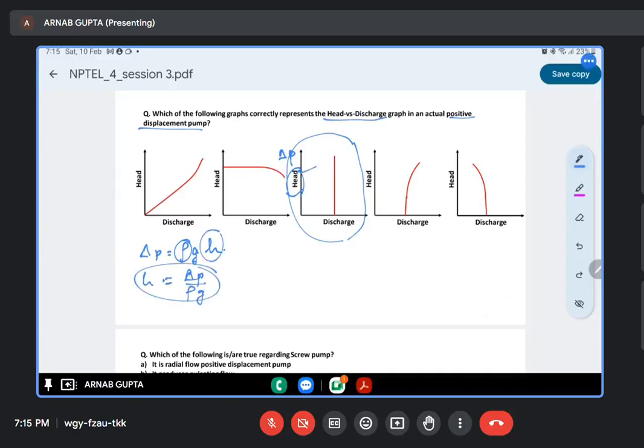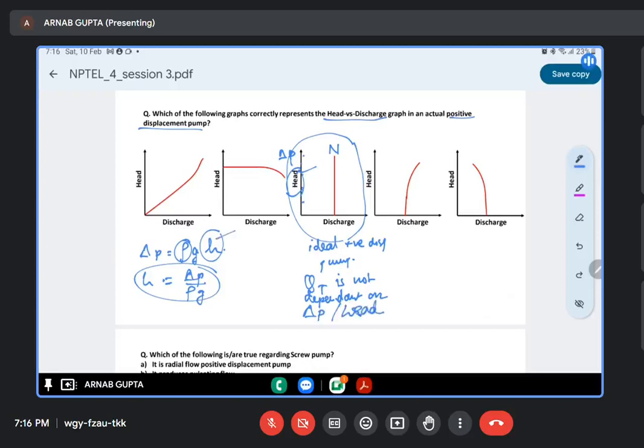So h is delta P by rho g. At a particular speed, whatever be the value of delta P, the discharge will remain constant for an ideal positive displacement pump. As I had discussed now, QT is not dependent on delta P or head. Okay, head means this H.